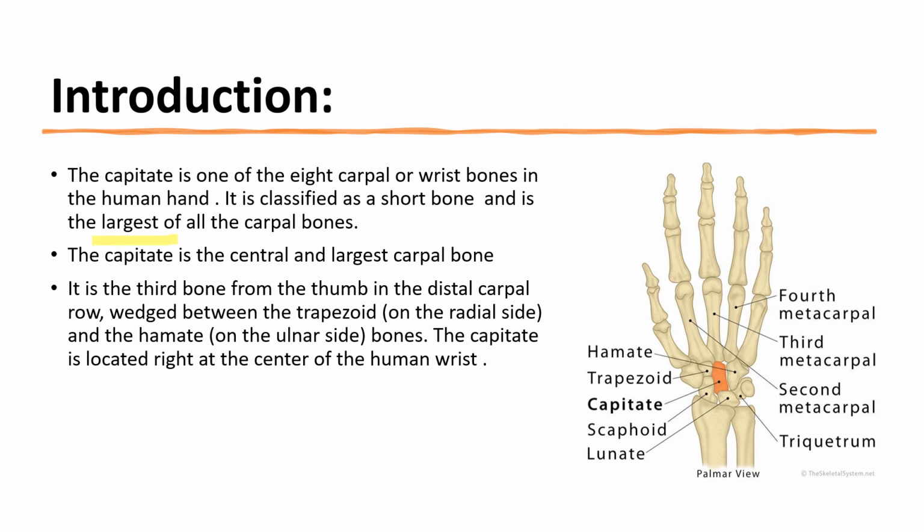The capitate is central and the largest carpal bone. It is the third bone from the thumb side in the distal carpal row. It has a wedge shape between the trapezoid on the radial side and the hamate, which is present on the ulnar side of the hand. The capitate is located right at the center of the human wrist.